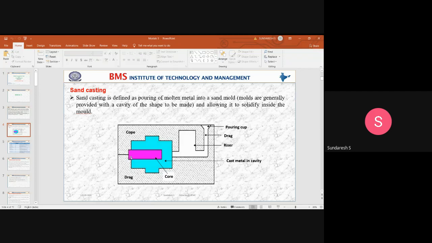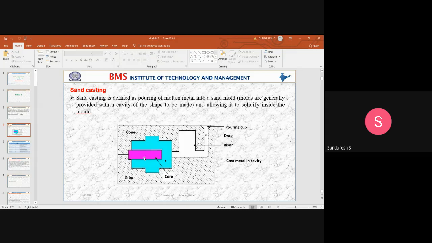See, this is the diagram I am showing over here. Sand casting is defined as pouring of molten metal into a sand mold and allowing it to solidify inside the mold. I think you can see the mold box over here. There are two parts in the mold box: one is a cope, another one is a drag. And we have a riser, and a pouring cup, that is nothing but a runner. Then we have a cast metal in the cavity, right?